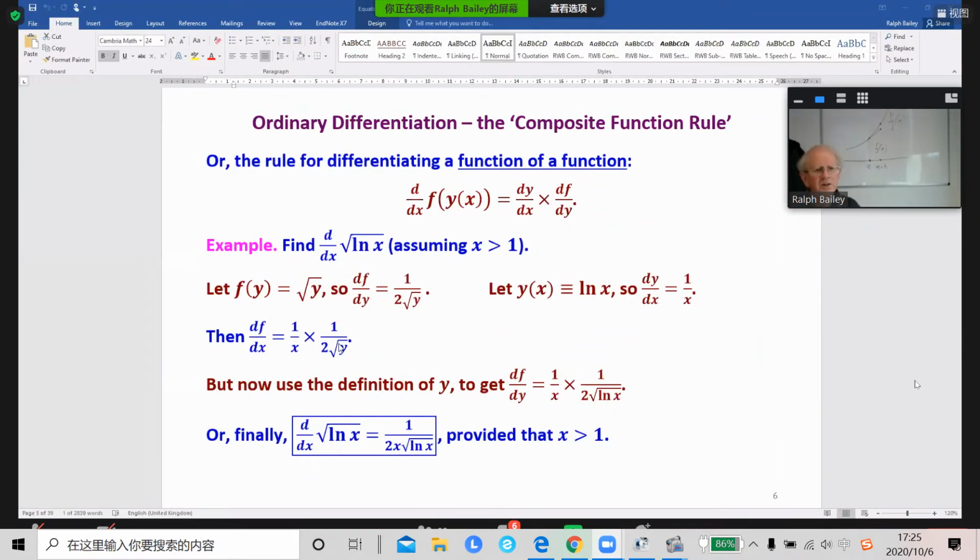it's the answer in a sense, but it would be better to express it just in terms of a single variable. So now we'll substitute back in our value of y to get 1 over x times 1 over 2 root log x. And now finally we'll simplify a little bit and get rid of the times sign to get 1 over 2x log x, provided that x is greater than 1.